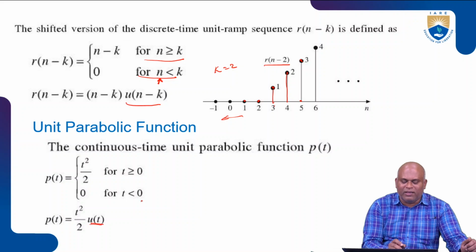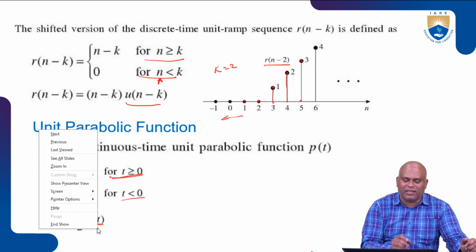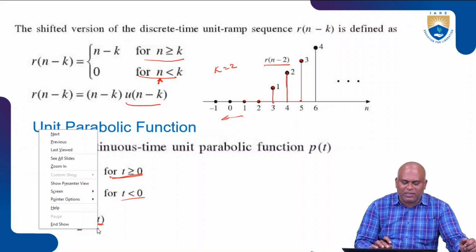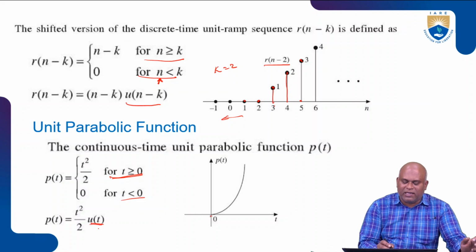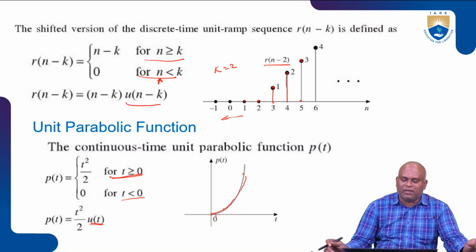This u of t we represent for the interval, for t greater than or equal to 0 and t less than 0. That condition is represented as a unit step. Then we represent it by the graphical representation like this. When it starts at 0, substituting t equal to 1 gives 1 by 2, that is amplitude 0.5. This is 1. Then 2 is represented as 2. After you join all these points, we get the unit parabolic function.